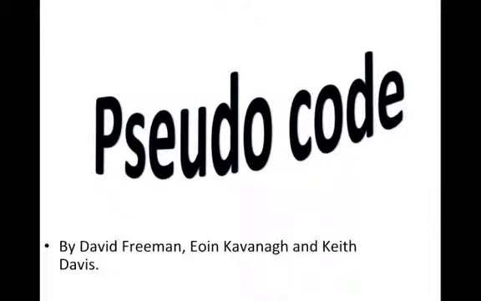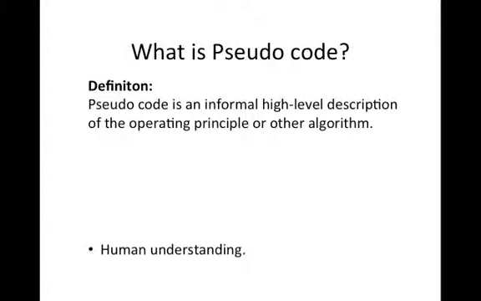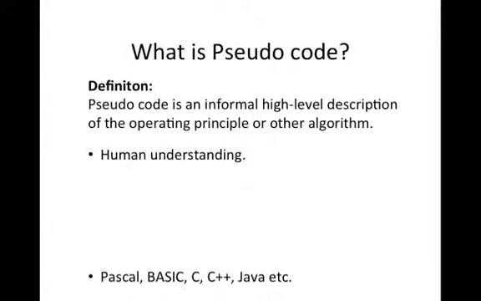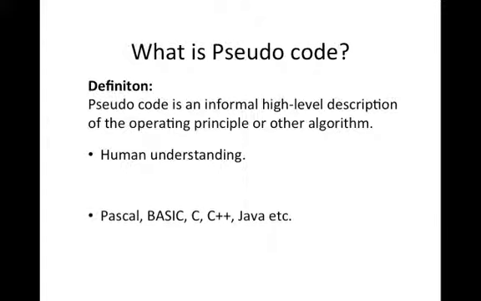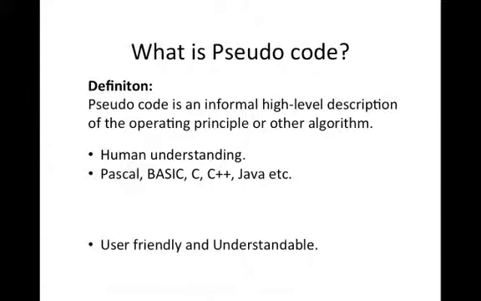Pseudocode. Pseudocode is an informal, high-level description of the operating principle or other algorithm. Basically, pseudocode is implemented into regular, compiled machine-understood code to allow for human understanding.